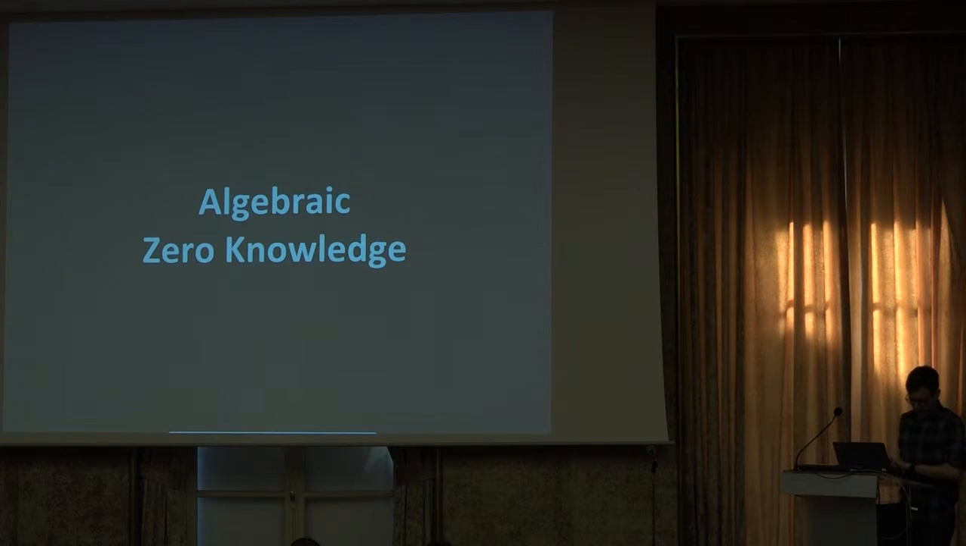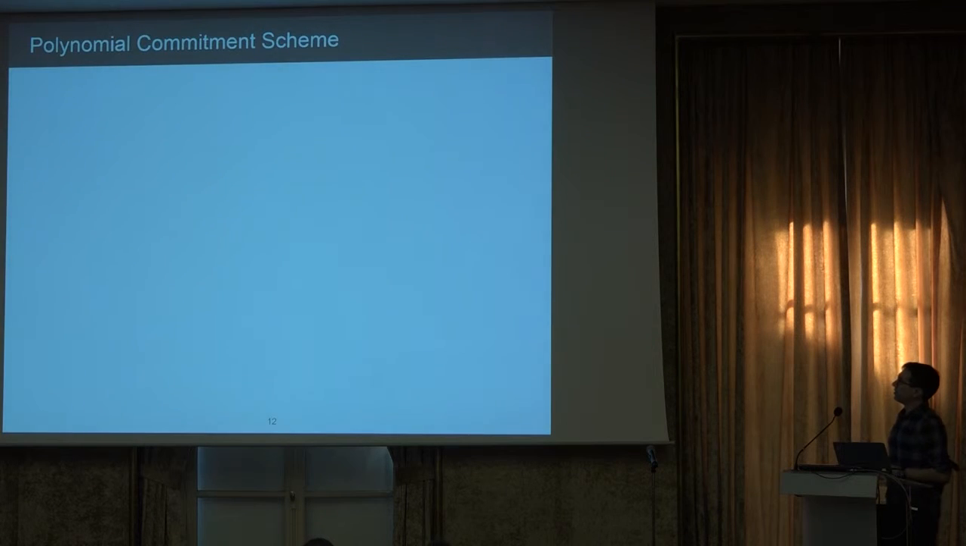Okay, so in the last however many minutes I have, I'm going to talk about algebraic zero knowledge. And so this is the main focus of this paper. One thing that is very important in all zero knowledge constructions is commitment schemes. And we're going to need an algebraic type of commitment scheme. So we want to be able to commit to polynomials.